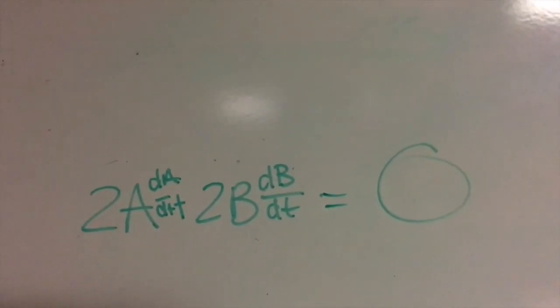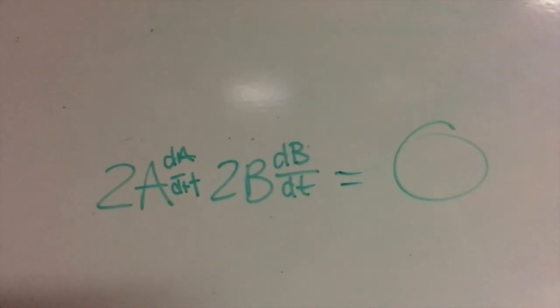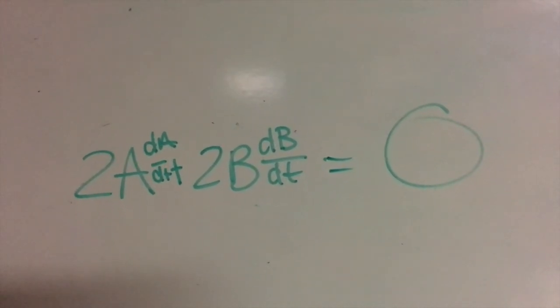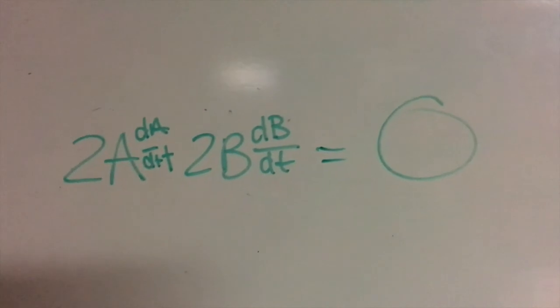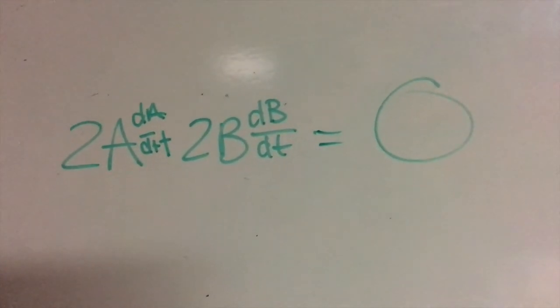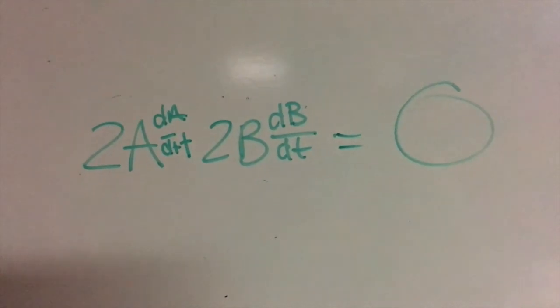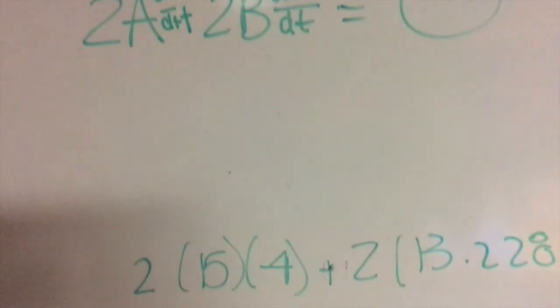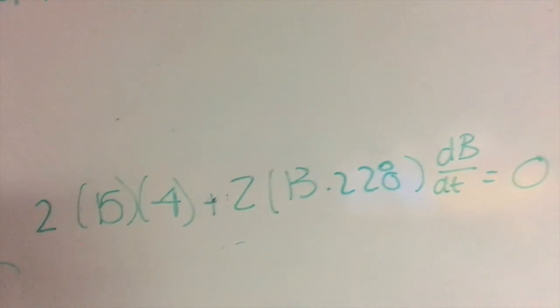We then take the derivative of that above to get 2A dA over dt plus 2B dB over dt, which is equal to 0, because the derivative of a constant is always 0. And we took the derivative with respect to time. We then plugged in the values.